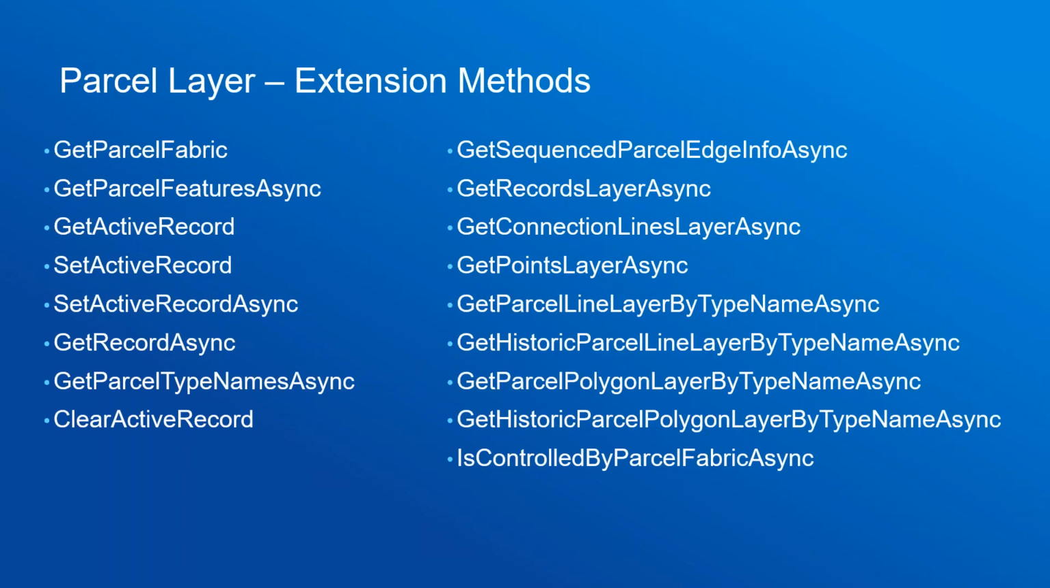And then for the parcel layer accessing the data through the extension methods, here's the list of those. This helps us access the fabric data. And we'll be featuring just a few of these in the session. And this in particular, the get sequence parcel edge info async extension method, I'll be covering in more detail and is the focus of the second part of this session. And that was introduced new at 3.0.